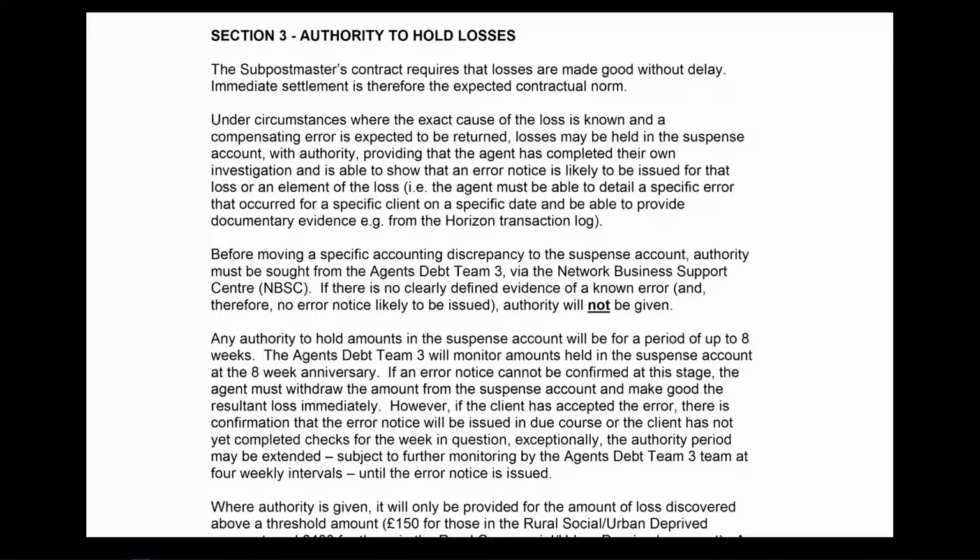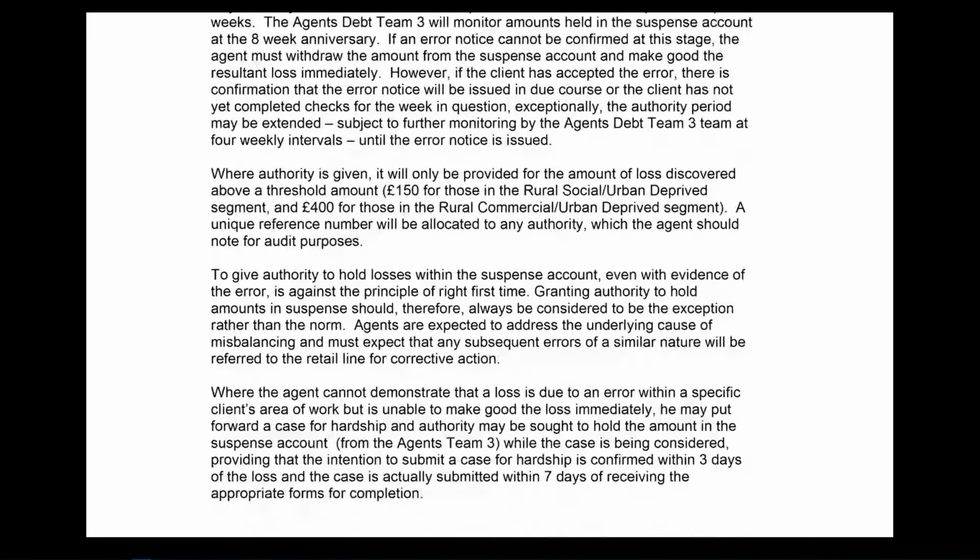If we move down to the 6th paragraph, to give authority to hold losses within the suspense account, even with evidence of the error, is against the principle of right first time. Granting authority to hold amounts in suspense should, therefore, always be considered to be the exception rather than the norm. Agents are expected to address the underlying cause of misbalancing and must expect that any subsequent errors of a similar nature will be referred to the retail line for corrective action.